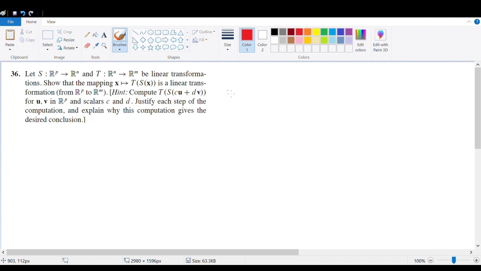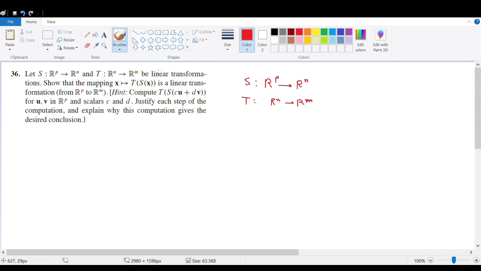In 36, let S be from Rp to Rn and T from Rn to Rm be linear transformations. So let us write here S is from Rp to Rn and T is from Rn to Rm. Both of them are linear transformations.